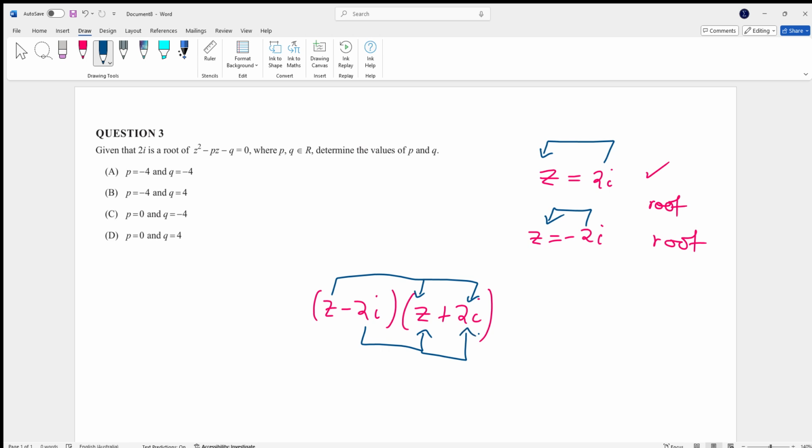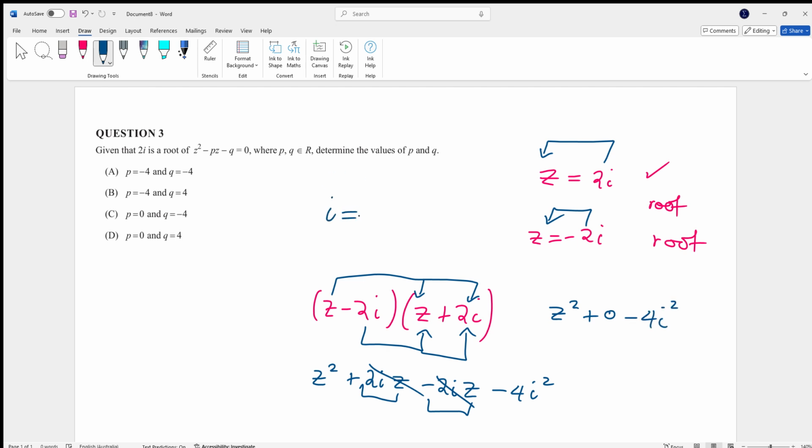Starting with the first term, z times z, you get z squared. Then you're going to get z times 2i, so it's positive 2iz. Then you're going to have minus 2i times z, so it's minus 2iz. And then here you're going to have minus 2i times positive 2i, so that's going to give you minus 4i squared. We can see these are like terms and they're opposites, so they cancel each other out. So all we're left with here is z squared plus 0 minus 4i squared.